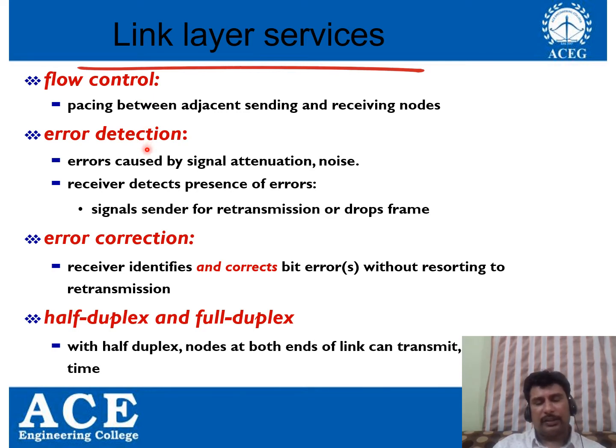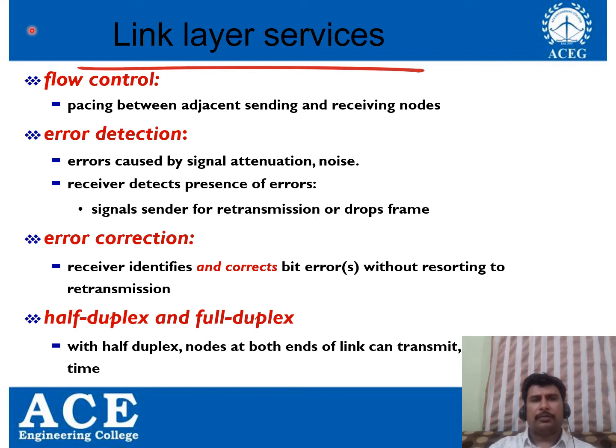Then, two other important functions performed in the data link layer concern whether there is any error in the transmission of data from source to destination. Identifying only the presence of an error is called error detection. Once an error is detected, if you try to rectify and correct it, that is referred to as error correction. We also ensure whether the transmission being implemented uses half duplex or full duplex. So these are the different services performed by the data link layer.